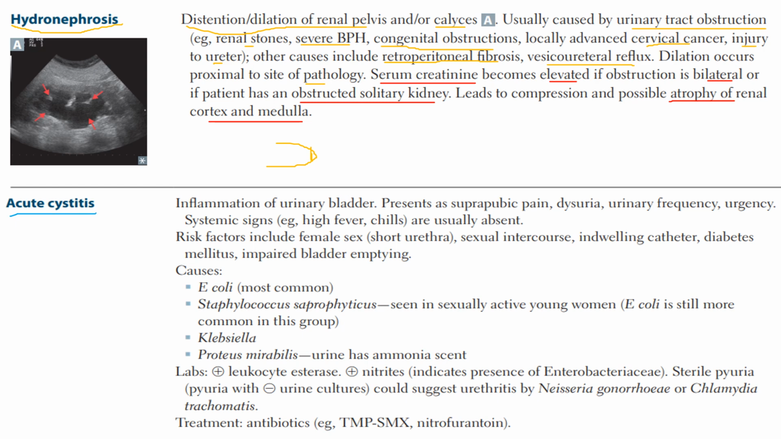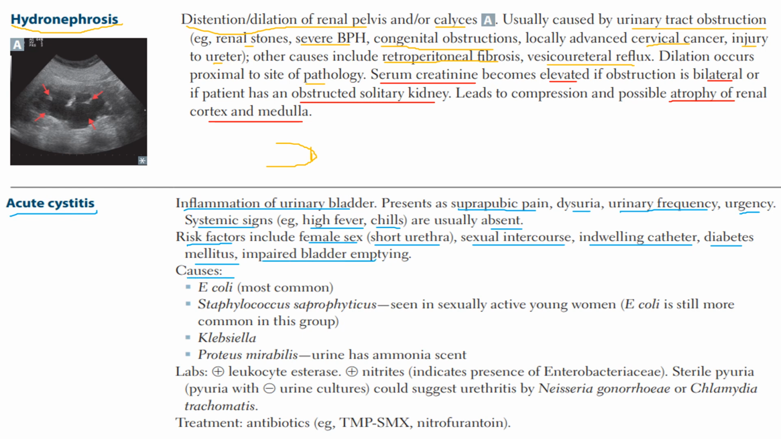Acute cystitis, inflammation of the urinary bladder, presents as suprapubic pain, dysuria, painful urination, urinary frequency, and urgency. Systemic signs, for example high fever and chills, are usually absent. Risk factors include female sex, as they have a shorter urethra, sexual intercourse, indwelling catheter, diabetes mellitus, and impaired bladder emptying.